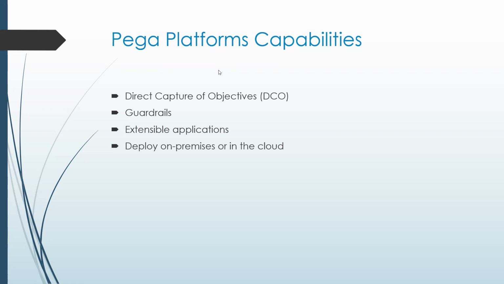Then deployments. You can deploy your applications on premise or on the cloud. Now most of the applications with Pega are based on the cloud, which makes it easier for us to handle and maintain the applications. Right? Yes. So this is all about the different capabilities of the Pega platform. Are we clear with this? Any questions so far? Are we good?